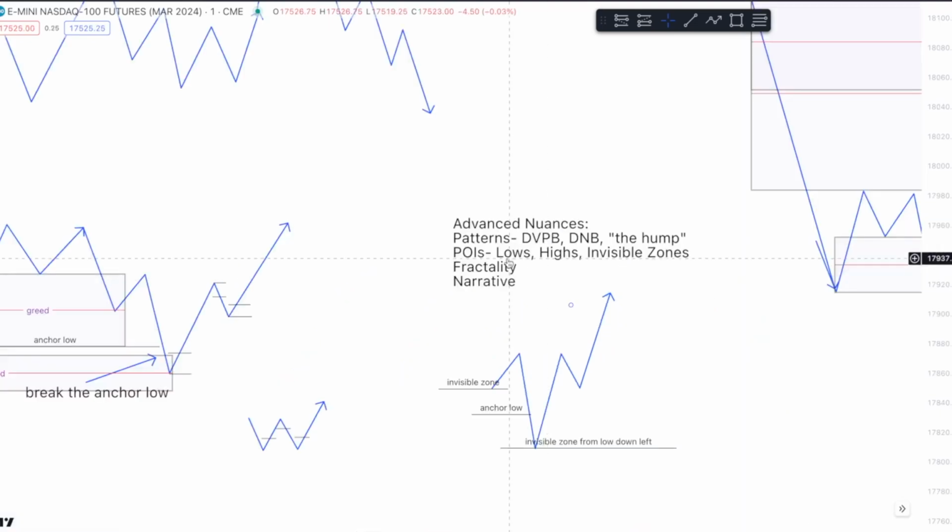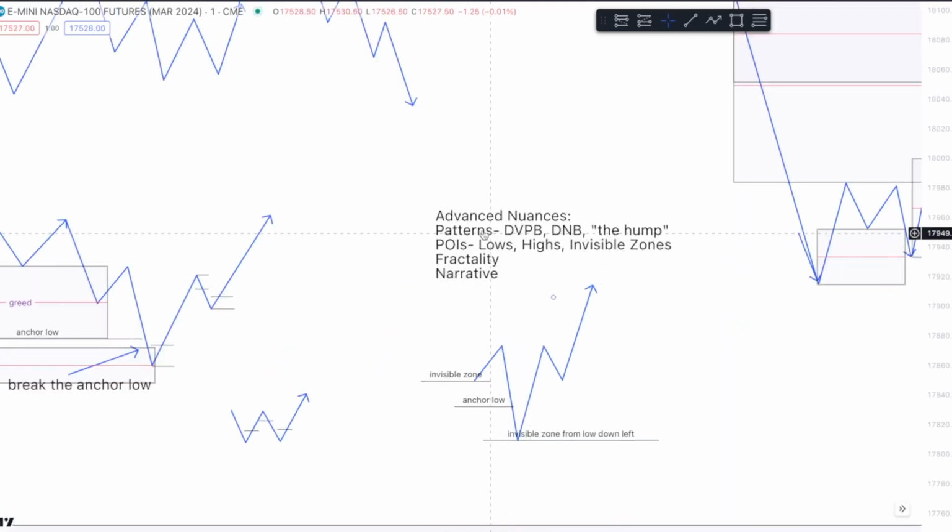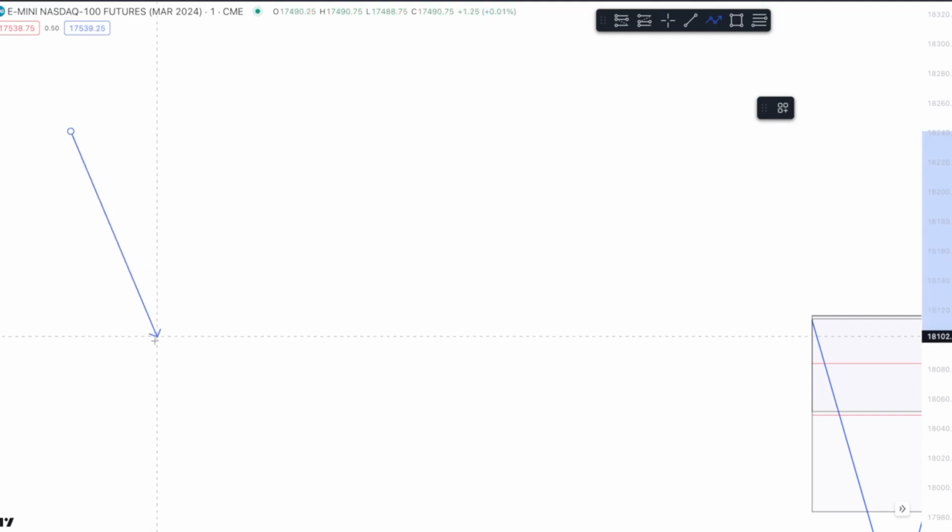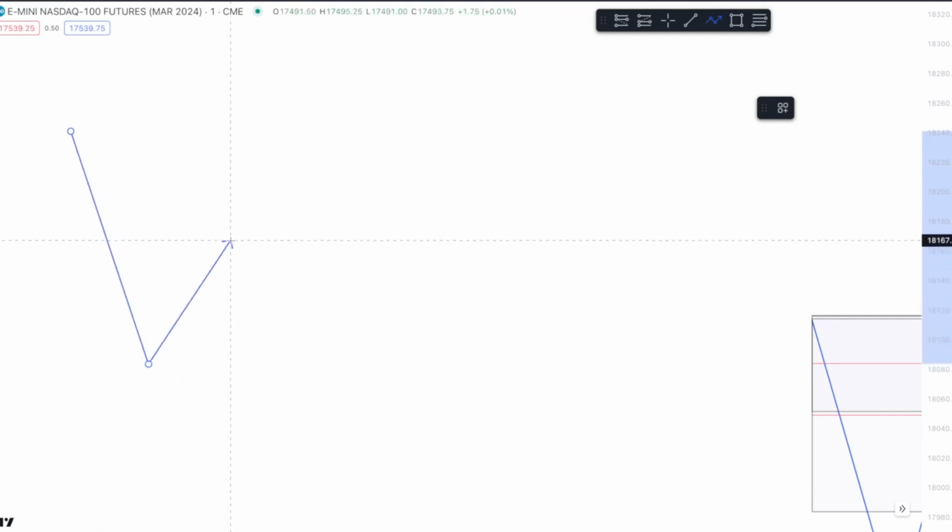All right, let's talk about fractality. I have two uses for this word. For one of them, let's imagine that this is your 12-minute and you've got this big structure here. You've got a successful high here and then you've got a failure high here. And internally on the 1 minute, you start to get small failure highs.